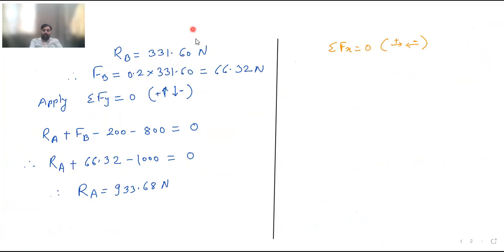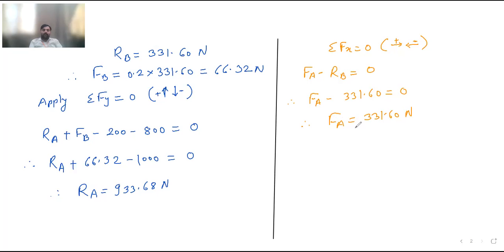So FA minus RB is equal to 0. So your equation will be FA minus RB equal to 0. Therefore FA minus 331.60 is equal to 0. Therefore FA is equal to 331.60 Newton. This is the value of FA.